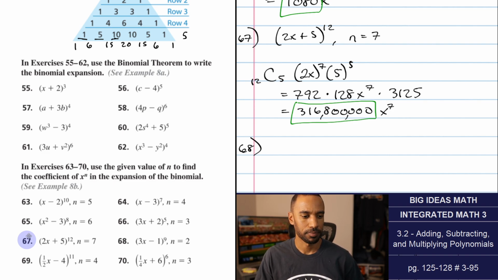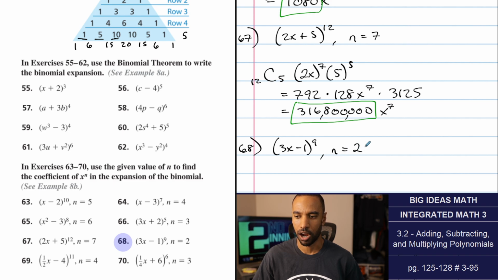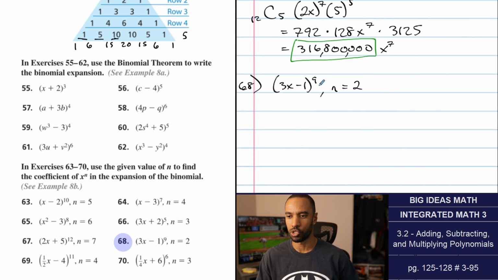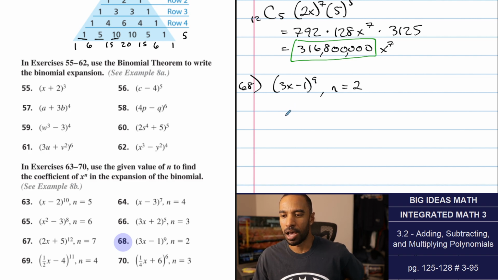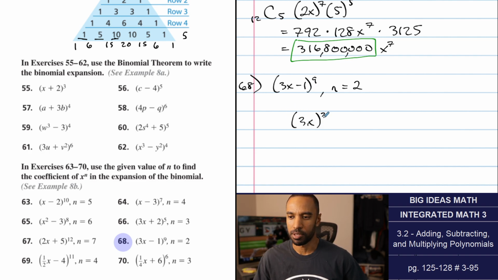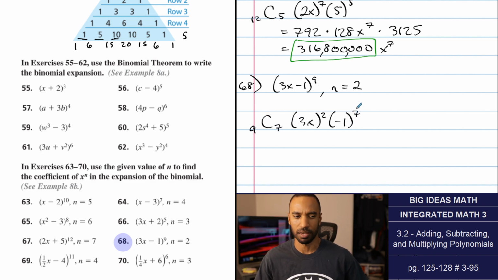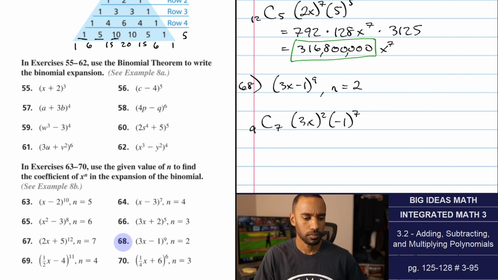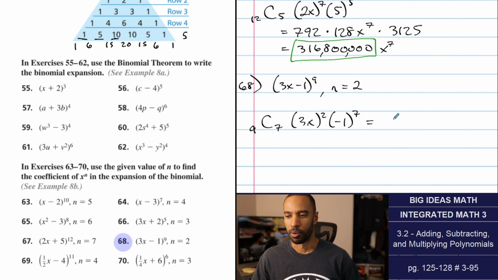Number 68. 3x minus 1 to the 9th and n equals 2. It's not necessarily getting harder for questions. That last one is bigger, but n equals 2 might not be as big, especially with the negative 1. 3x is going to be squared, so negative 1 will be to the 7th, and we're going to be doing 9 choose 7 for that. 9 choose 7 I don't think is a big number either. What was it, 45? I can't remember. 9 choose 7 is 36. Excuse me. That might have been for row 10.